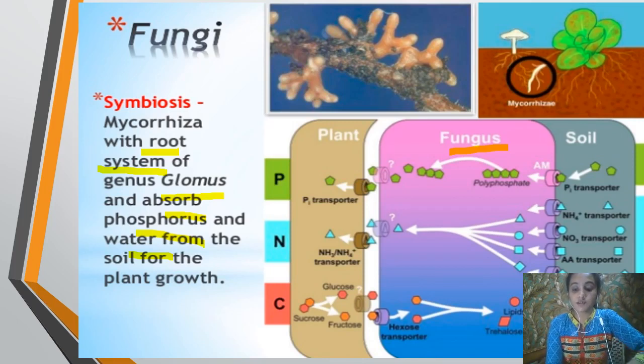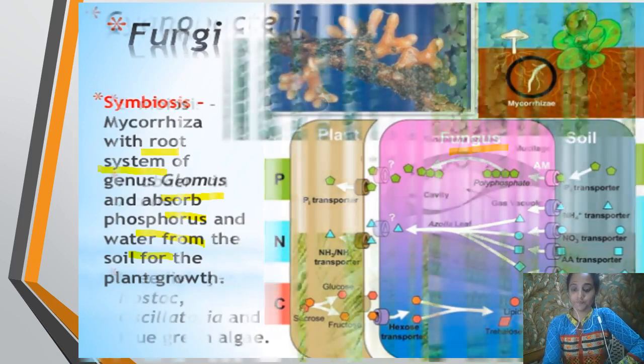Okay, and this association between the fungus and the roots of the higher plant, generally we call it a mycorrhizal association. I think the word is also familiar; you are learning it in the smaller classes. So what is a mycorrhiza? That is a symbiotic association between a fungi and the roots of the higher plants.